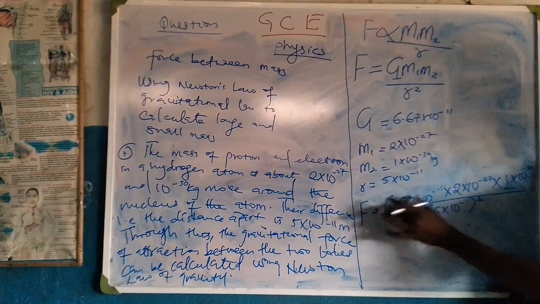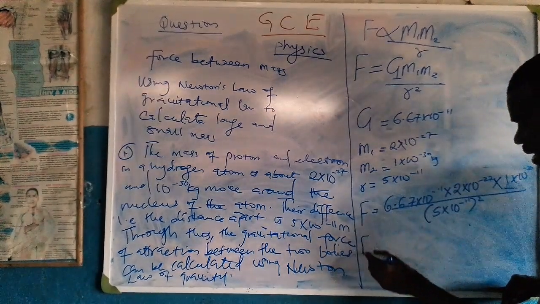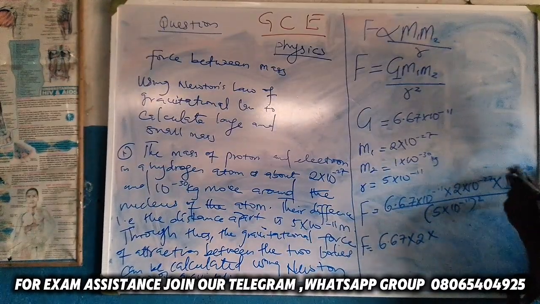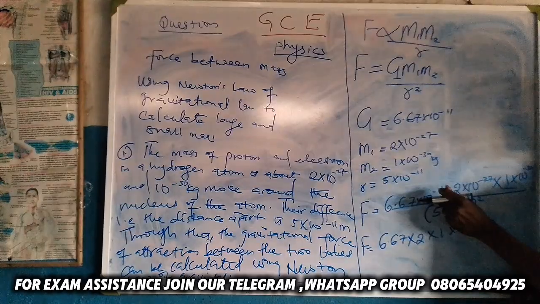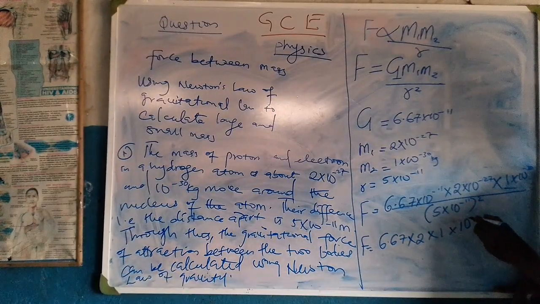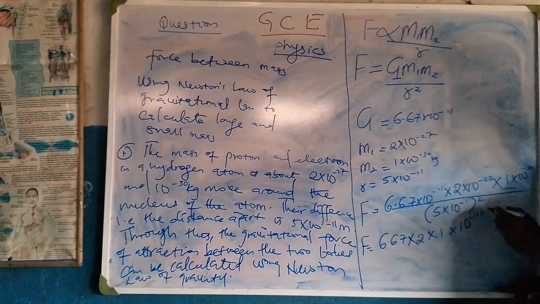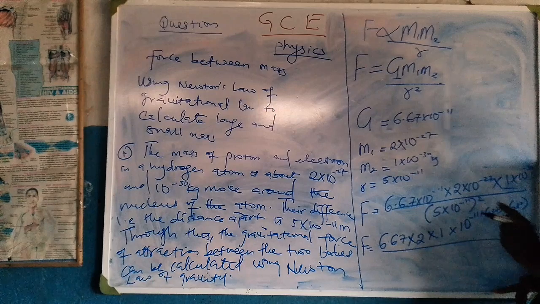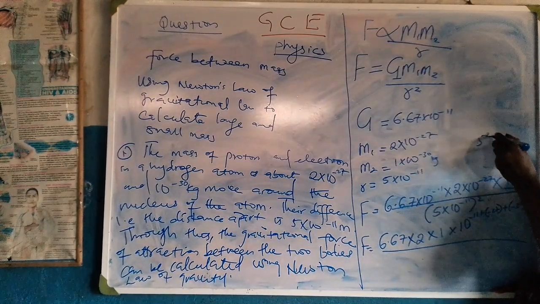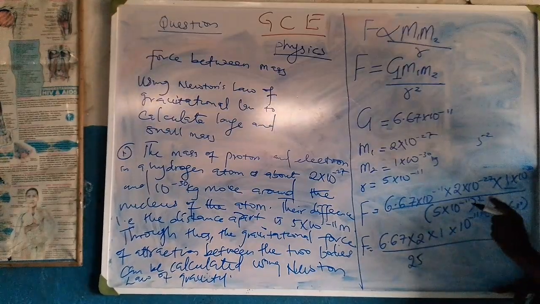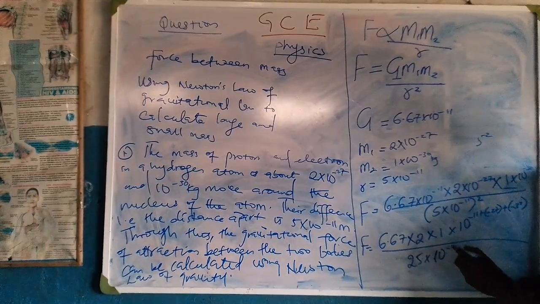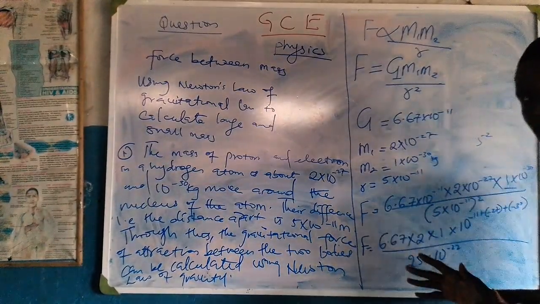What will I do? I will begin to take the numbers in one place. F is equal to 6.67 times 2 times 1, times, let me take the base, 10 exponent minus 11 plus minus 27 plus minus 30, all over 5 squared, which is 25, times 10 raised to the power minus 22. Are you following? Minus 22.